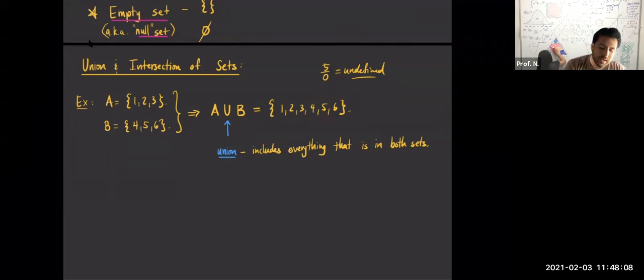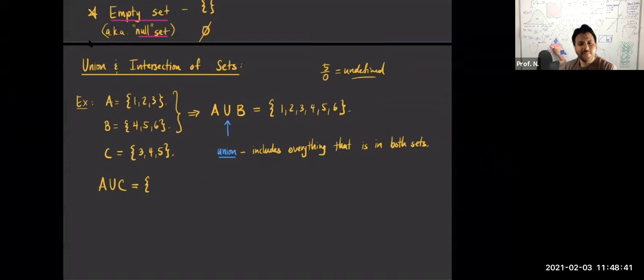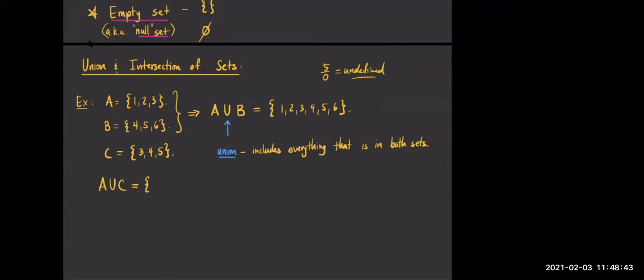And then let's say I do C. C is 3, 4, 5, for example. What would be the union of A and C together? What if I take the union of A and C? What's the result? You'd have 3 repeating, would you have to write it down twice? No, you don't. It's going to be 1, 2, 3, 4, 5. That's it.